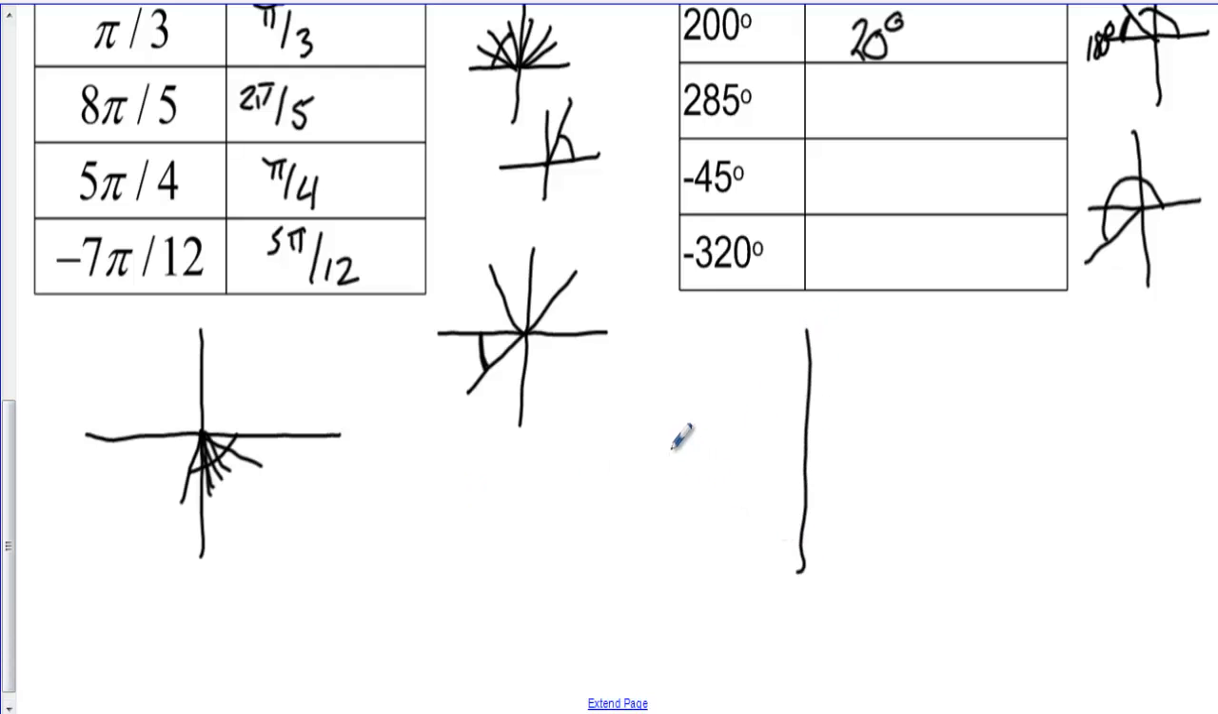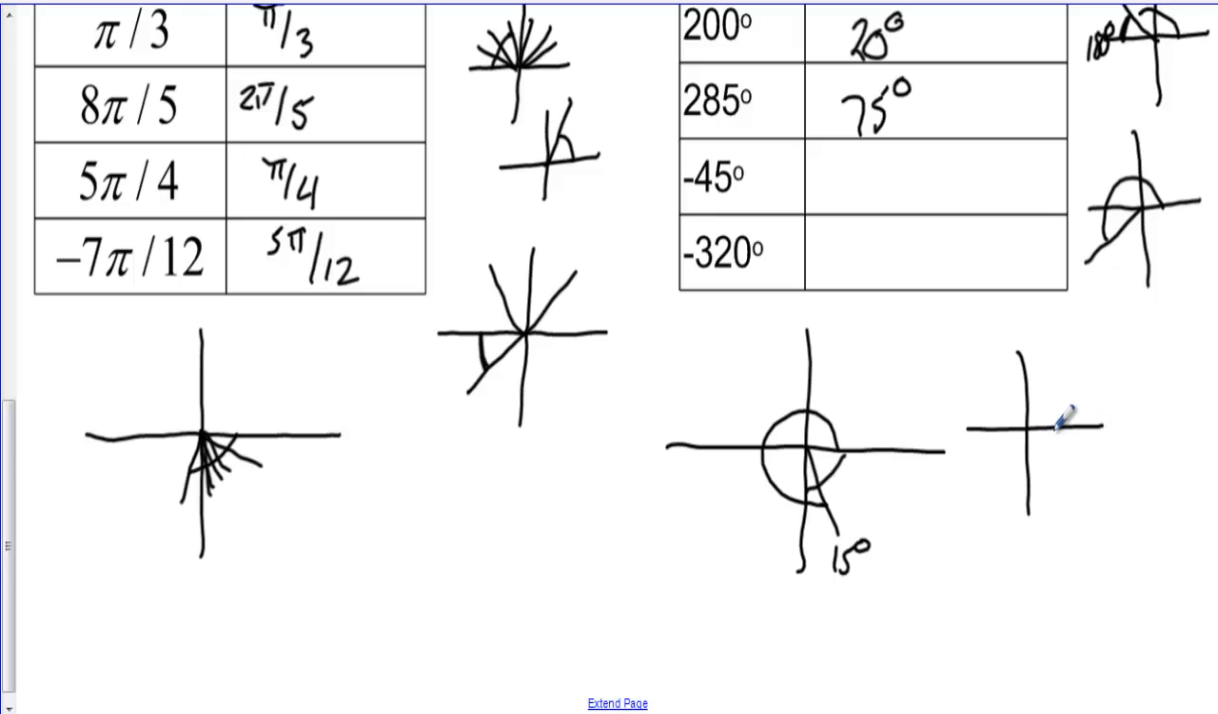285. That is a little past 270. As a matter of fact, it's 15 degrees past 270. And to get to 90, from here to here, this distance right here would be 90. So to get to 90, I'd have to go 75 more degrees. So 75 degrees is its reference angle.